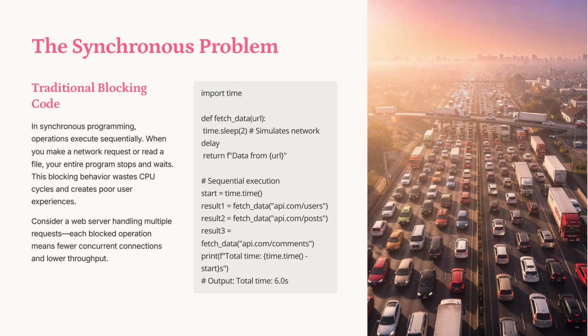For instance, a web server handling requests sequentially results in fewer connections and lower throughput. Consider a function simulating network delay. Fetching data from multiple URLs sequentially takes 6 seconds, illustrating inefficiency. This blocking wastes CPU cycles and degrades user experience.